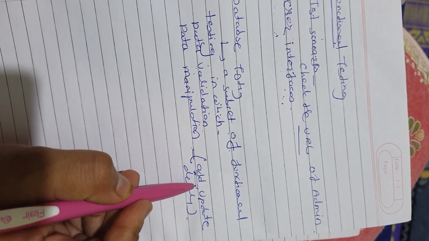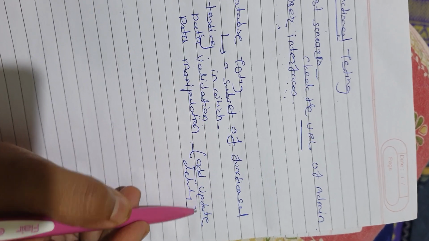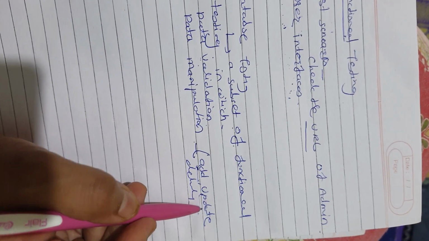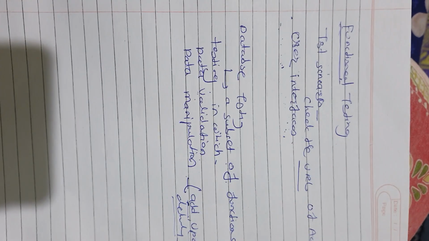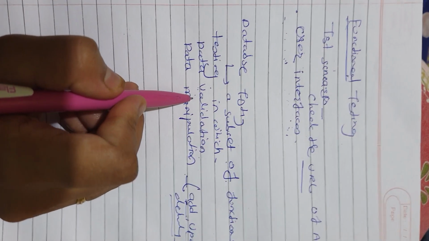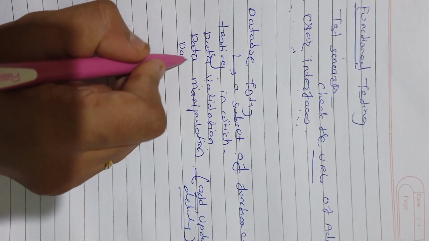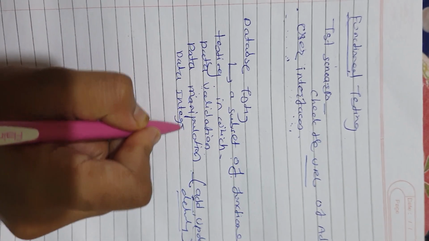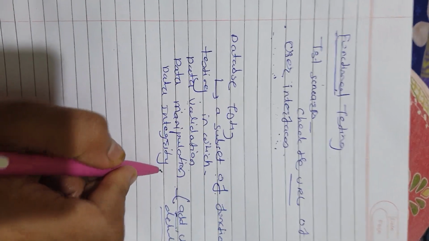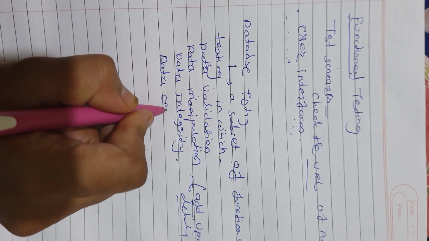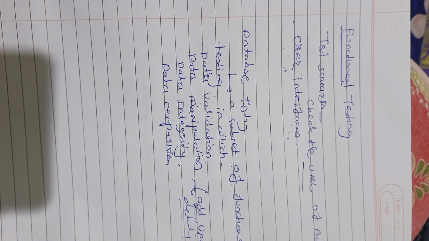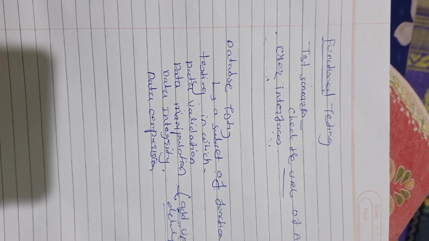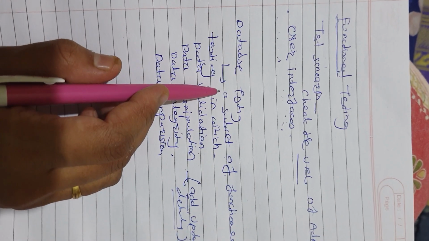Meaning you have to check whether new data is added to the database, or any data is updated in the database, any old data updated by new data, or any data deleted from the database. You have to verify using data manipulation. Then data integrity. Integrity means combined together, multiplied together. Then data comparison, etc. These are totally related with database testing.